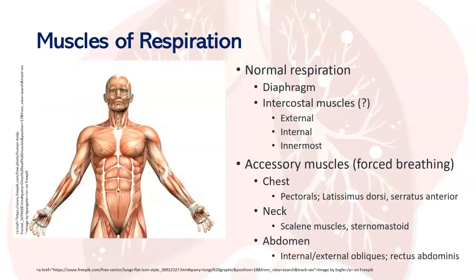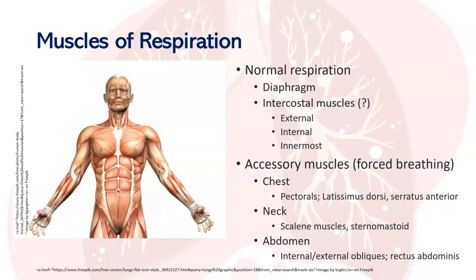Let's just look at the muscles of respiration to start with. So the main muscle of respiration during normal respiration is the diaphragm. In inspiration, the diaphragm contracts and flattens, and this increases the volume of the thoracic cavity, causing a negative pressure, and this leads to air flowing into the lungs so that the lungs expand to cater for that increase in thoracic volume.